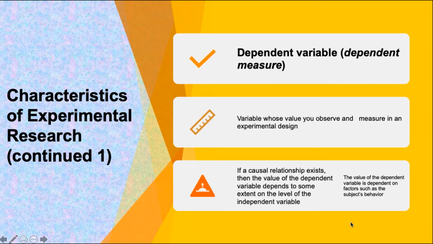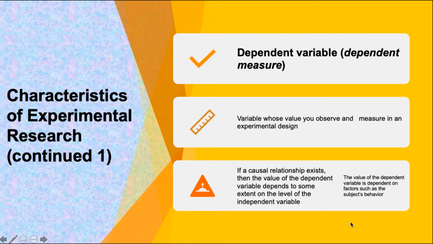Then another characteristic is the dependent measure or dependent variable. So the variable whose value you observe and measure in an experimental design is called the dependent variable or dependent measure. If a causal relationship exists, then the value of the dependent variable depends at least to some extent on the level of the independent variable.